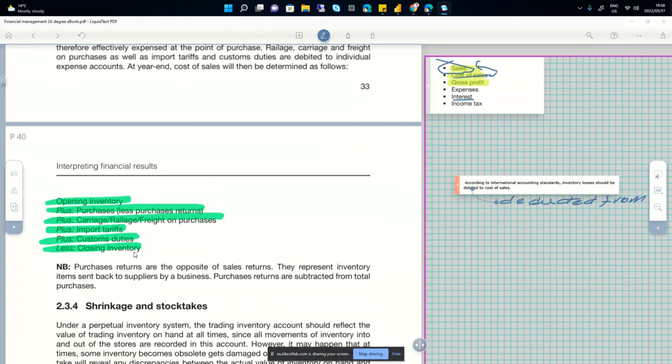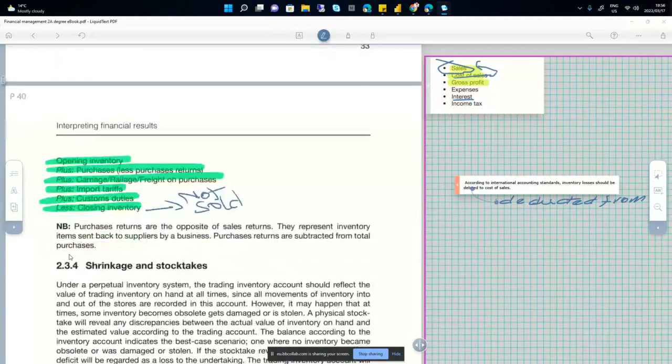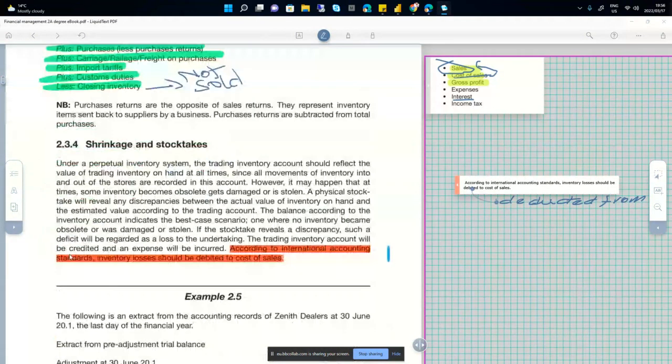Why? Because this cannot be taken into account, as it was not sold. So it should not be taken into account in the cost of sales. Remember, it's a cost. So whatever is a cost is added, plus plus plus, and whatever is not a cost is minus.